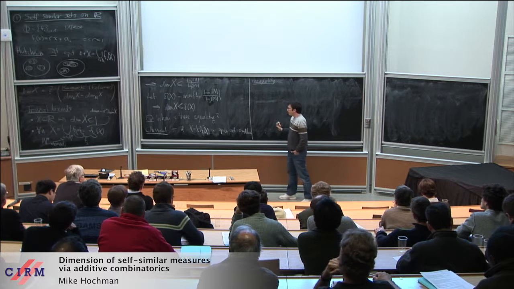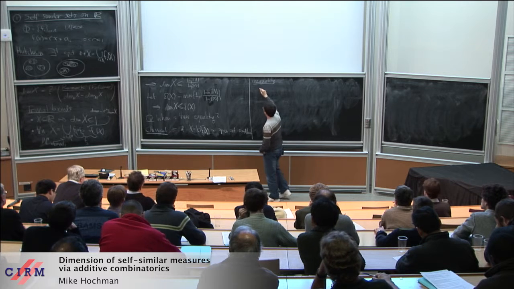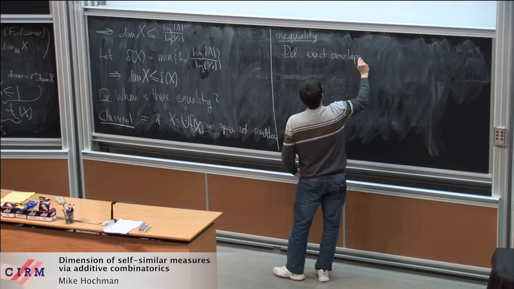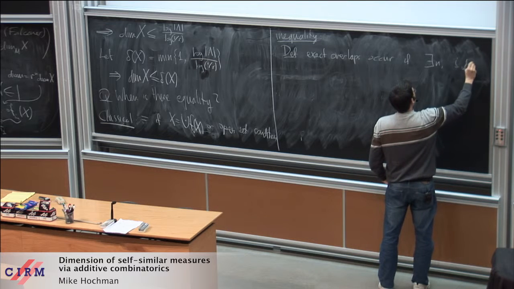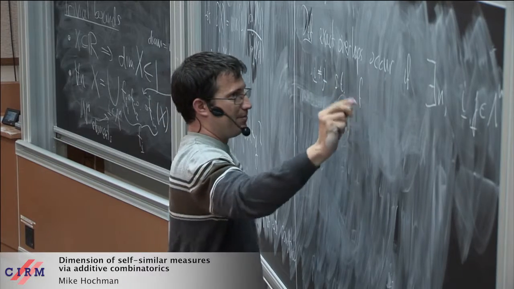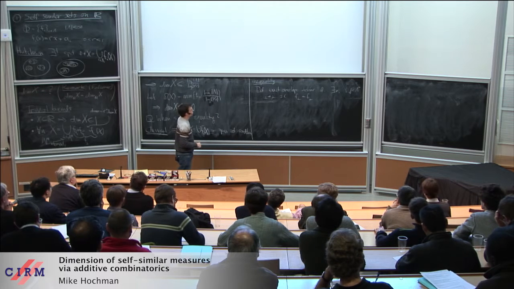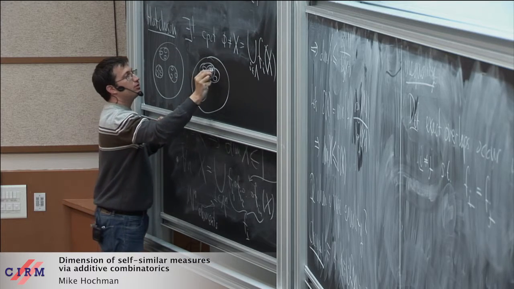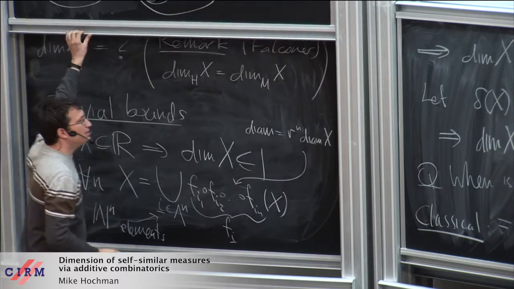Well, again, there's a combinatorial assumption you can make which will, in some cases, give you such an inequality. So we say that exact overlaps occur if there exists some n, and there exist two different sequences I and j of length n in our symbols, such that the maps f_I and f_J agree. What this means in this picture is that if you iterate this a few times, you get to a point where you have two little things that intersect, but you could have two things that exactly agree. And if that happens, then you say there are exact overlaps.